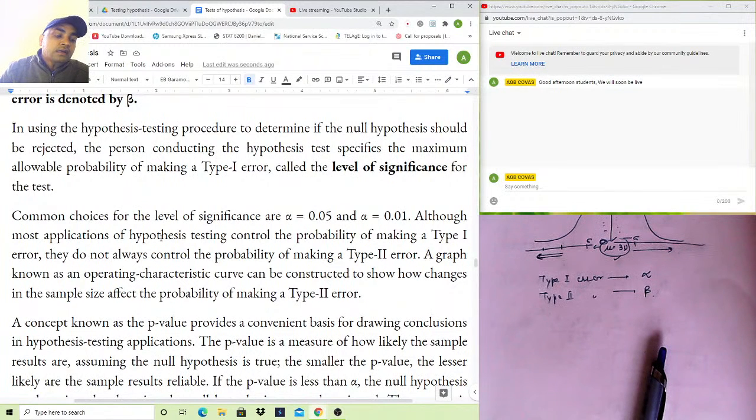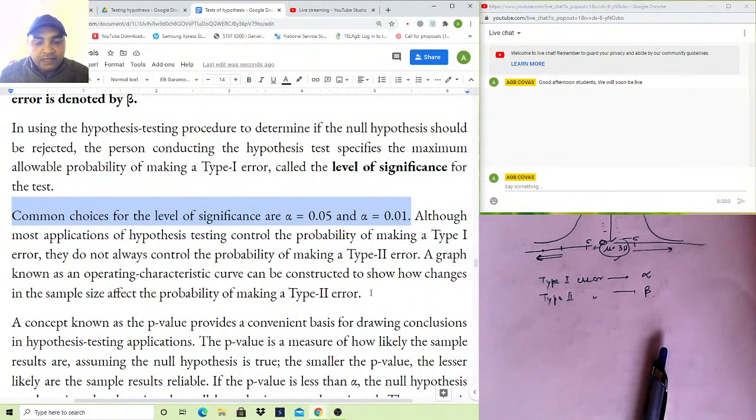Common choices for the level of significance are 0.05 or 0.01.